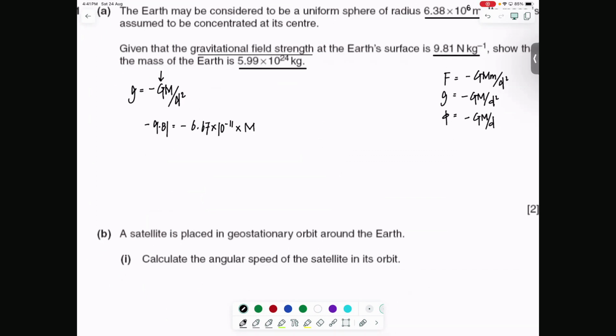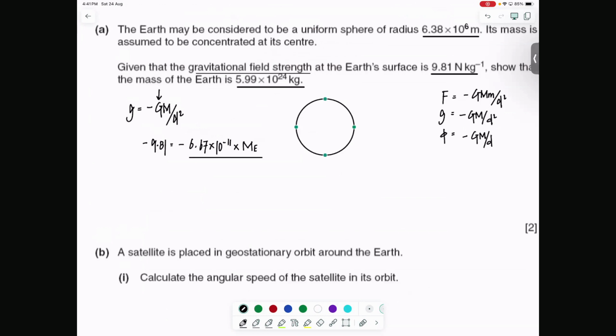Into mass of Earth, we do not know that. We're trying to find that, divided by the distance. So it's a sphere, center of mass, that's the radius. We know the value is 9.81 at the surface. This is the radius of the Earth, so there's 6.38 times 10 to the power 6, squared. So yeah, once you do this, you will find the mass of the Earth.